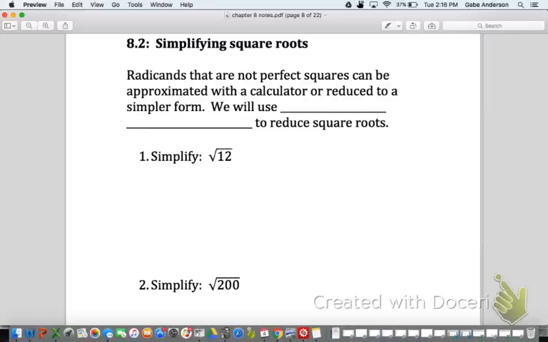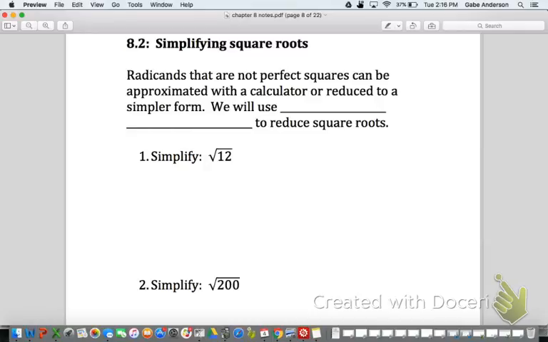As you might imagine, this continues on with square roots. And this is a very foundational thing as you move forward into Algebra 2, geometry, pre-calc sort of a class. So radicands that are not perfect squares, you can use a calculator like we've done, or they can be reduced to a simpler form.